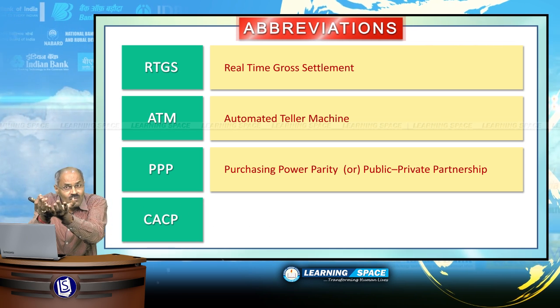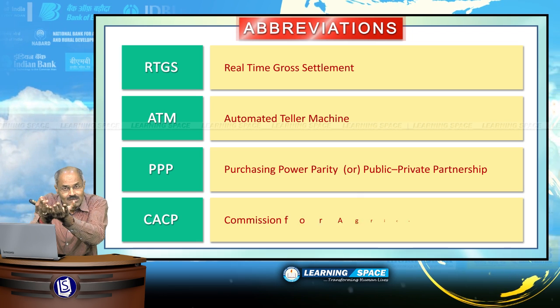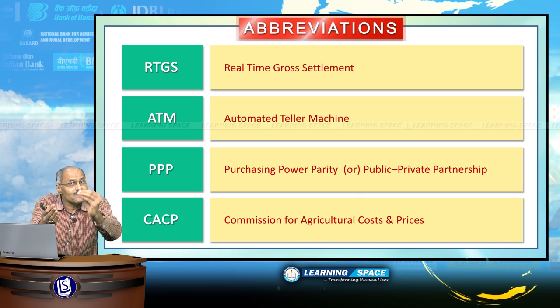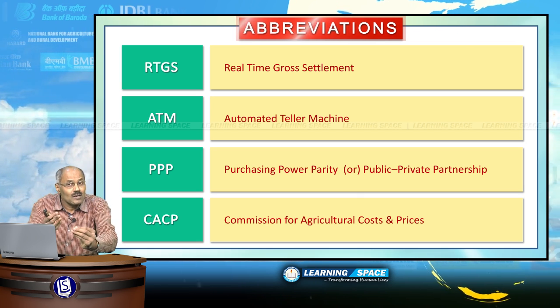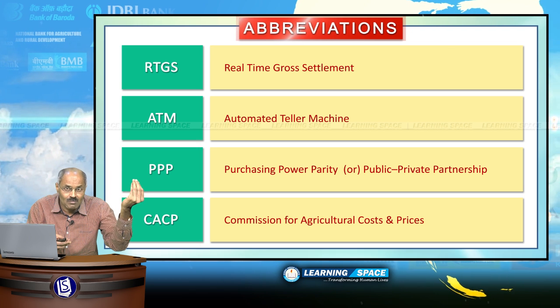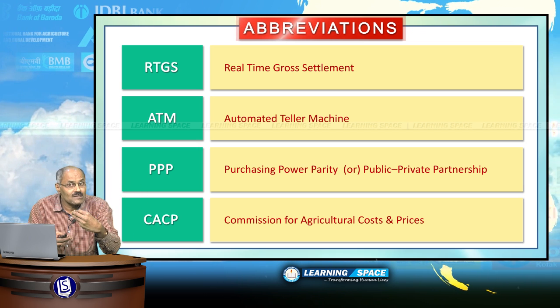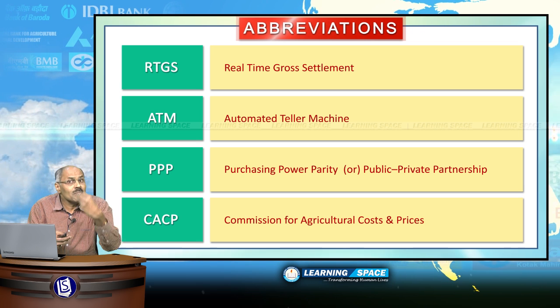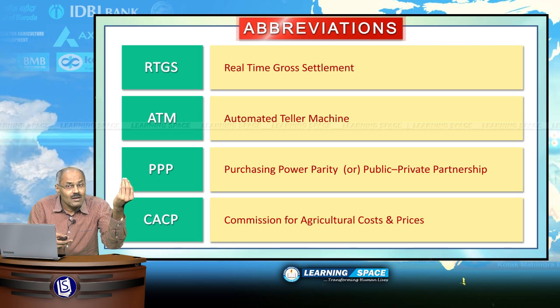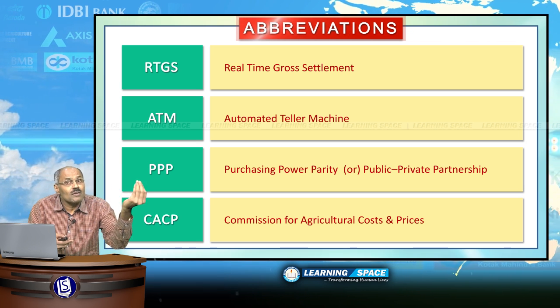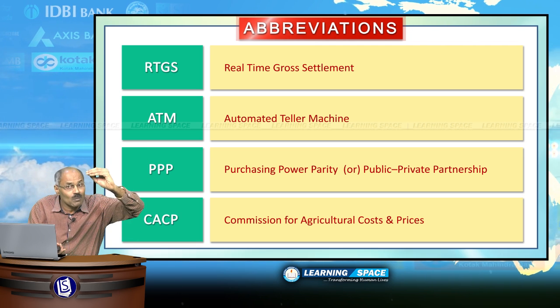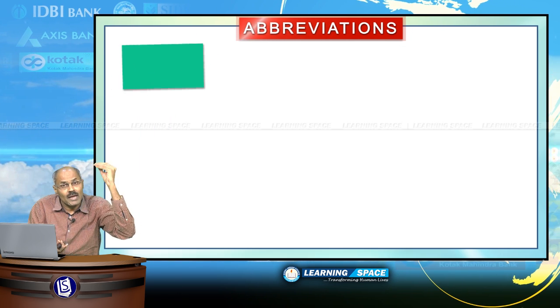CACP, Commission for Agricultural Costs and Prices. This CACP recommends minimum support price to the Government of India, and subsequently the government notifies the minimum support price.